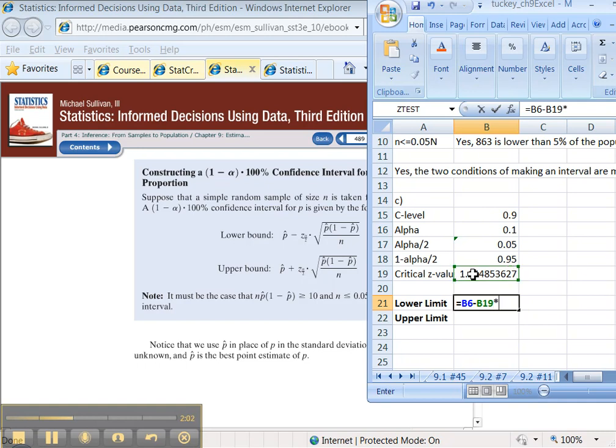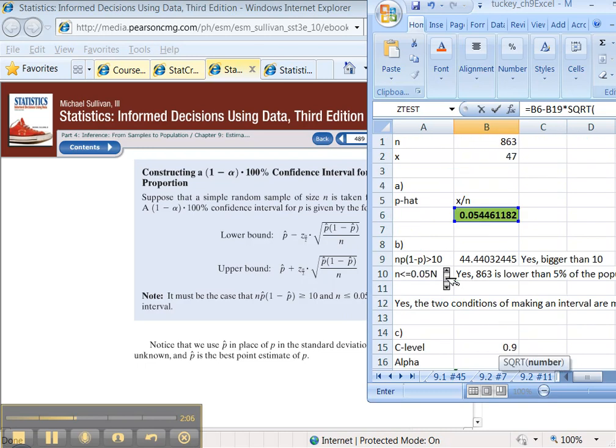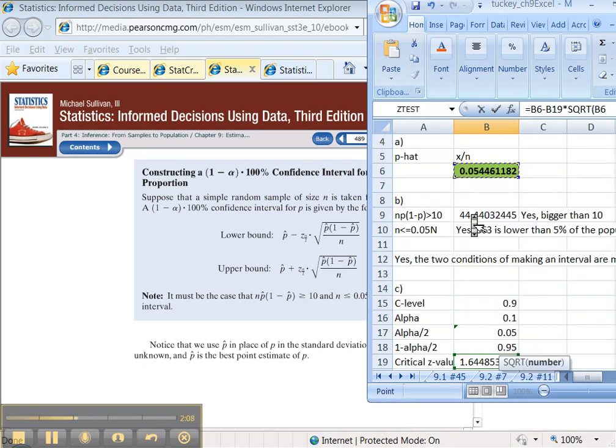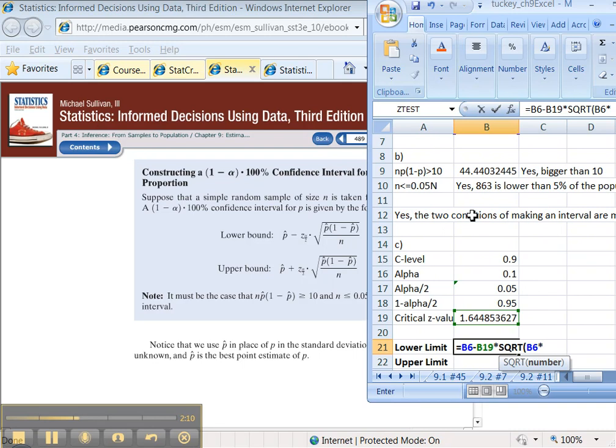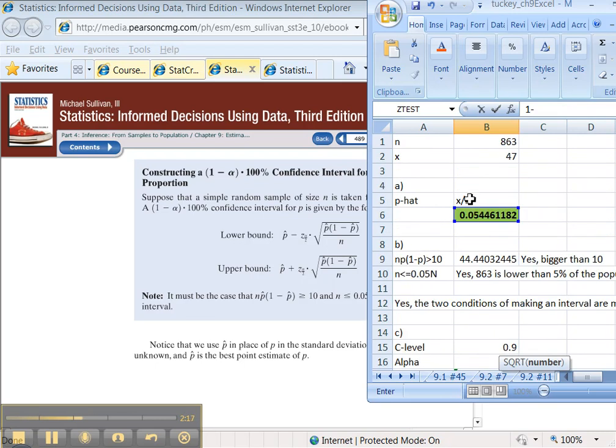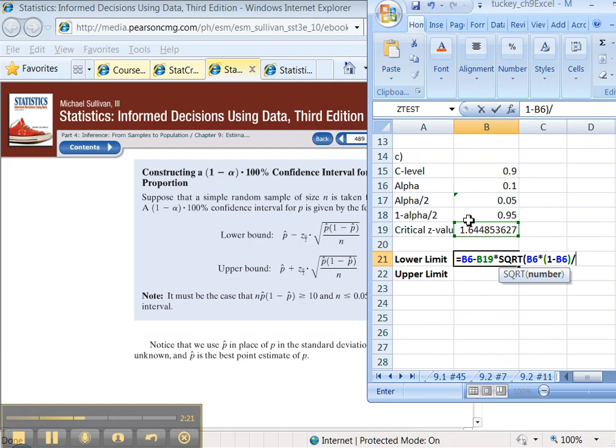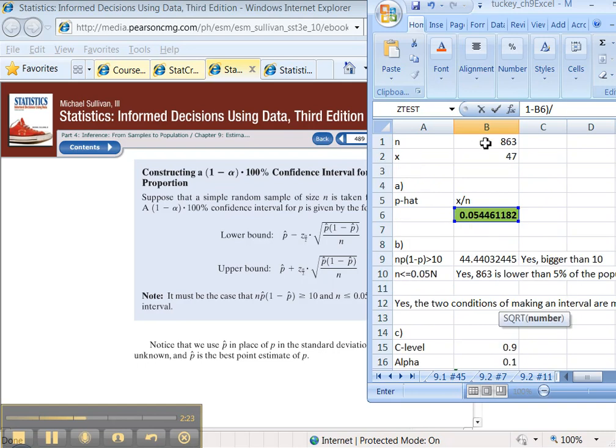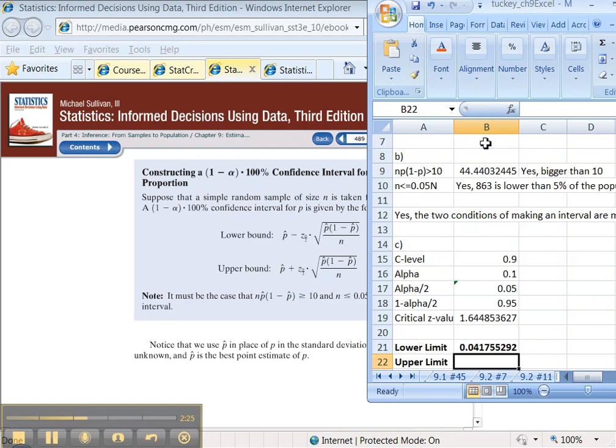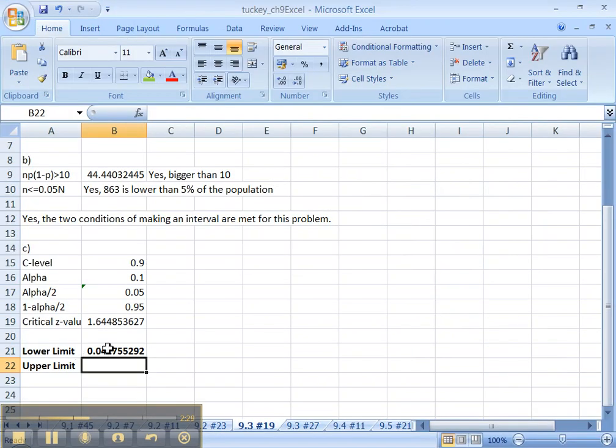Times, don't forget your times, square root, left parenthesis, p hat, which is again this cell, times 1 minus p hat again, close that parenthesis, divided by n, which is way back up here at the top, close. Did you catch all that? Let me show you again here. Let me click on the cell so you can see.